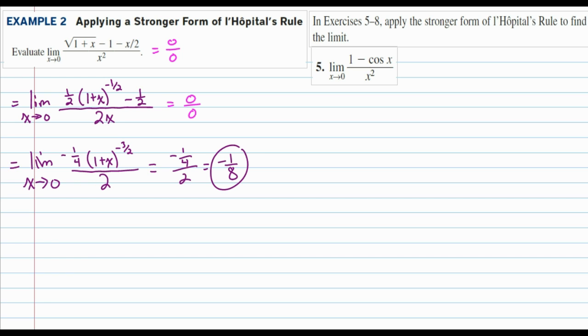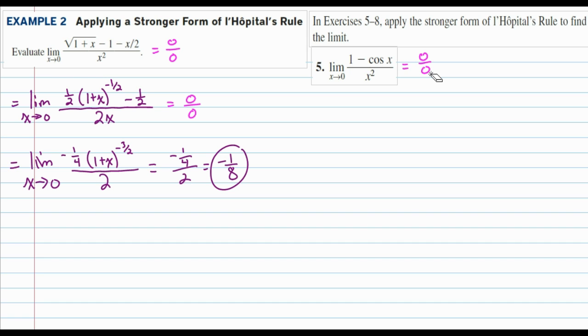Now try problem number 5, which says apply the stronger form of L'Hopital's rule to find the limit. Again, I always recommend to keep x in there as long as possible. So first of all, I'm going to try plugging in 0, see if I even need to do anything with this. And yeah, I get the indeterminate form 0 over 0.